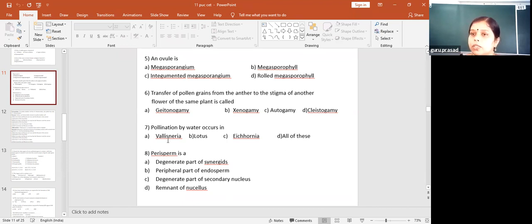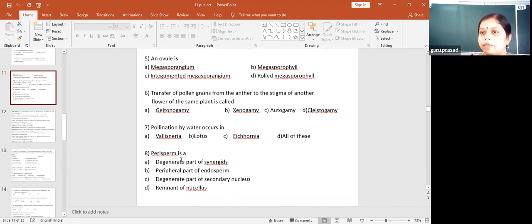Epi means on the surface of the water. So water pollination is of 2 types, epihydrogamy and hypohydrogamy. Vallisneria is an example for epihydrogamy and Zostera is an example for hypohydrogamy. It's there in the textbook, you can go through this. Okay, next.